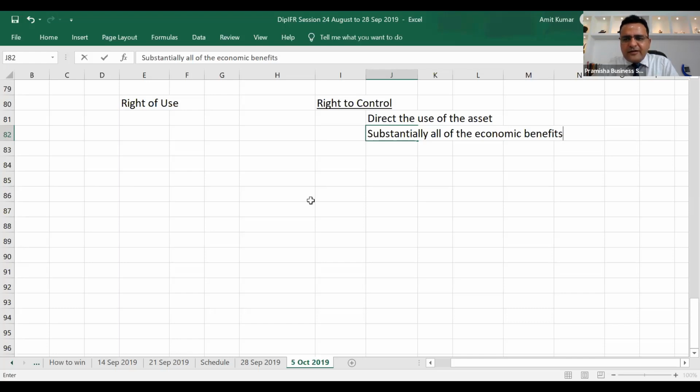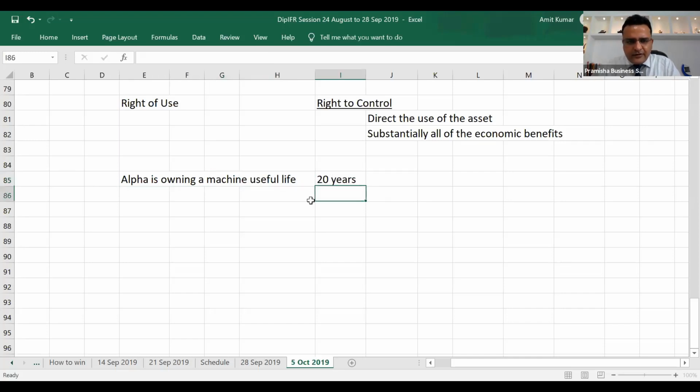To give a simple example, if there's a bottle of water, there's a confusion among people: will there be two companies recording the same asset as part of their books? Yes. One party owns the asset for 20 years, and they've given this right of use. So Alpha is owning a machine, useful life 20 years. They give away this asset to Beta for use for 5 years.